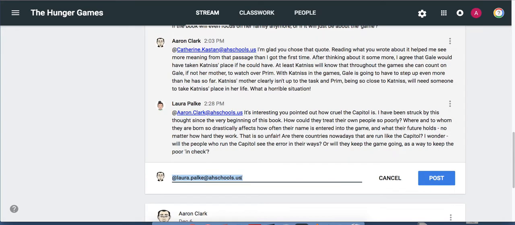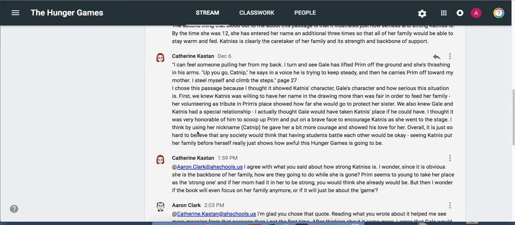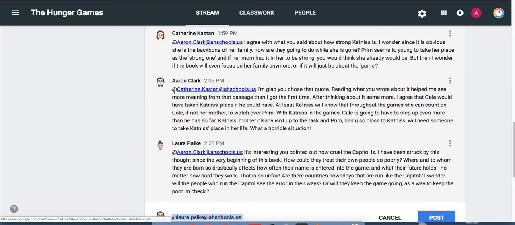So you want to make sure that you're responding using that at device, so that when other group members are reading what you write, they know who you're talking to and what quote you're responding about, okay? So, for example, Mrs. Caston wrote this, and when I read that, here's what I said back to her.